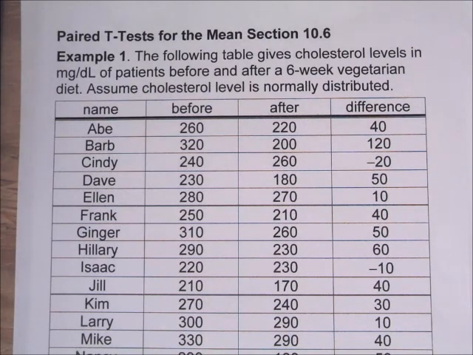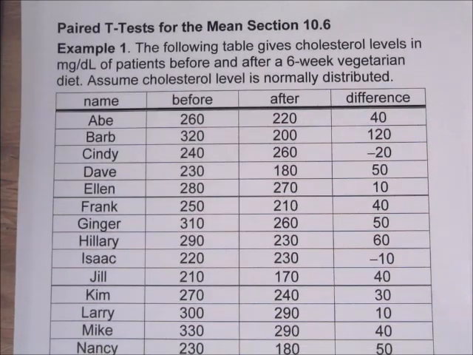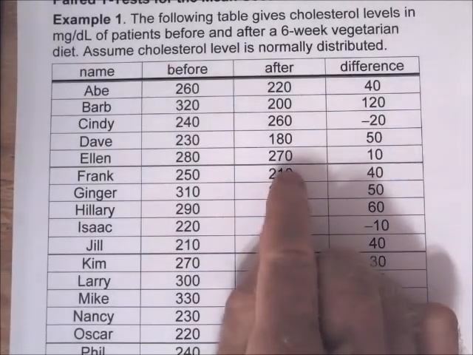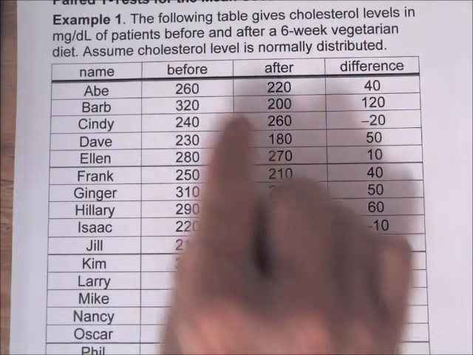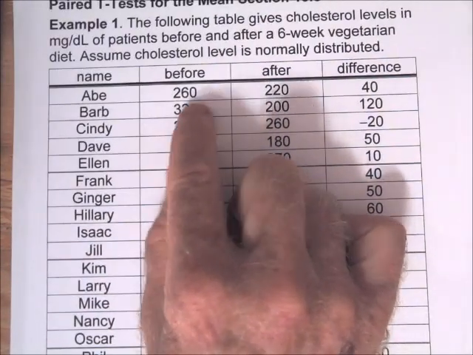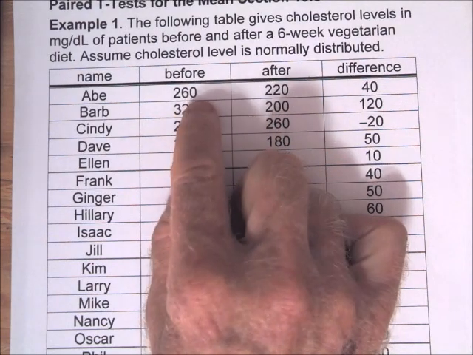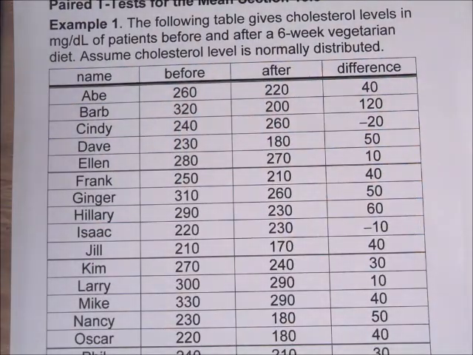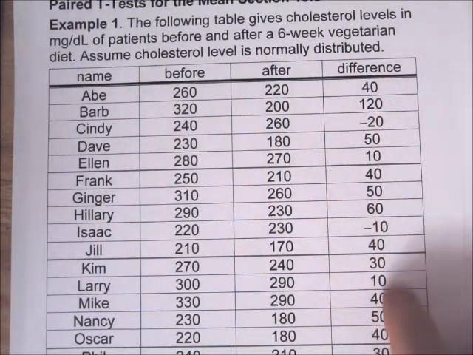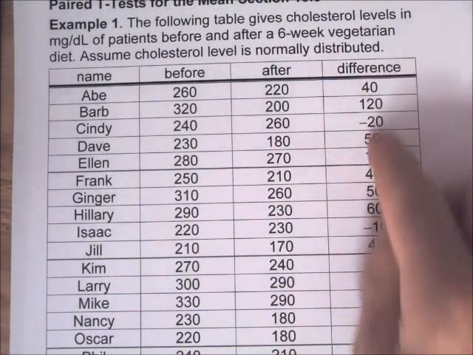For paired data, we need to treat that differently than data from independent samples. These samples are not independent because it's the same person, different readings from the same person before and after.